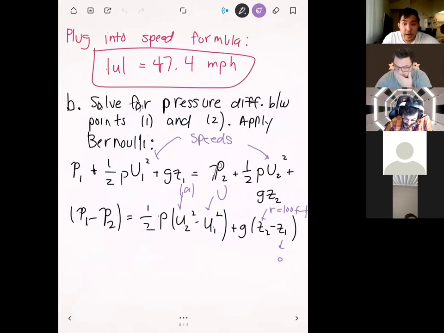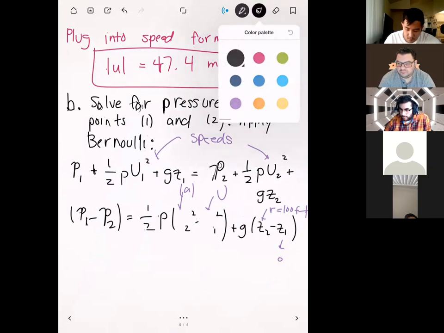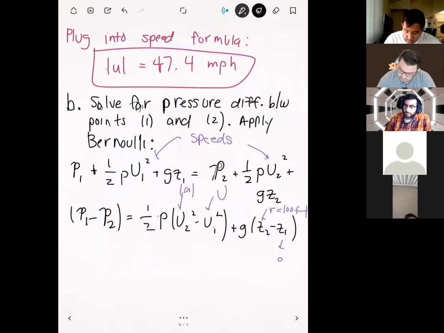So the question is, how come I changed from uppercase U to lowercase u? Usually when I do Bernoulli, I kind of do lowercase by default. But you're right, I should use uppercase here because it's for potential flow. Thanks for catching that.